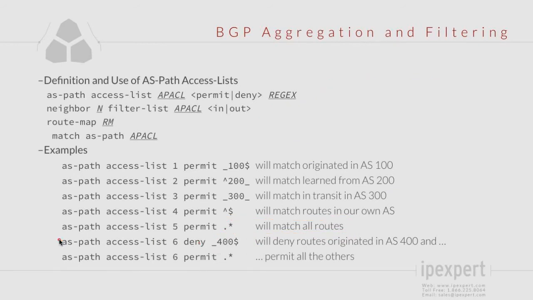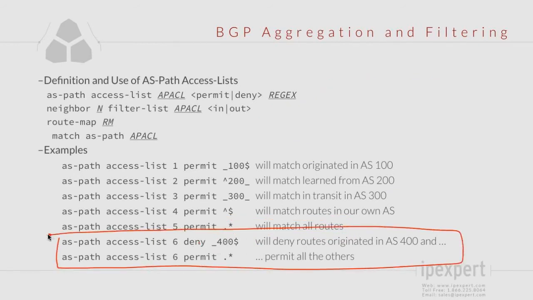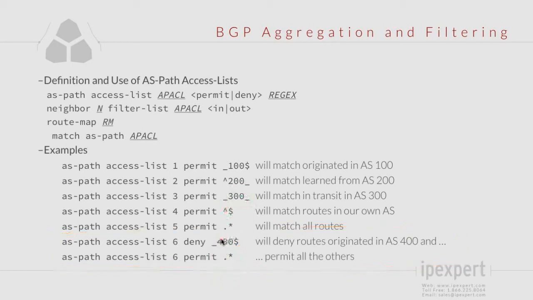The next one, for example, is this two-line entry. Here we want to deny routes that were originated in AS 400. This is what we do, and permit everything else. Now, if we take a look at the example of 300, if we wanted to match the routes that were in transit in 300 but did not originate in AS 300, what we could do is say 300 here, and here we could say underscore 300 underscore. So we would deny those that actually originated in 300, but all the others that were not originated in 300 but were in 300 in transit would be permitted.